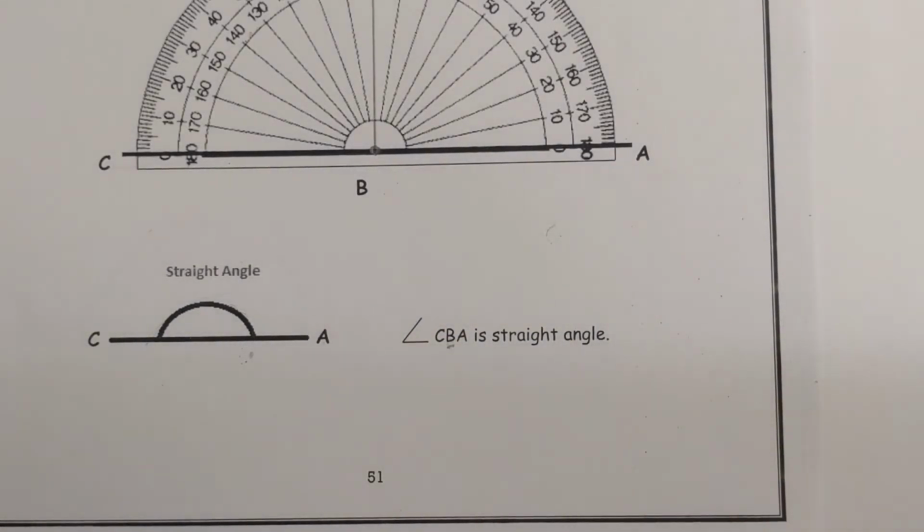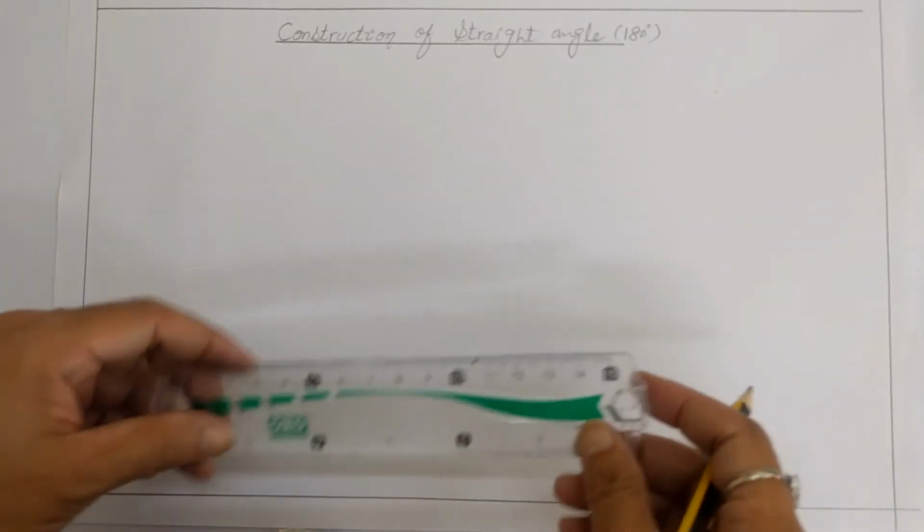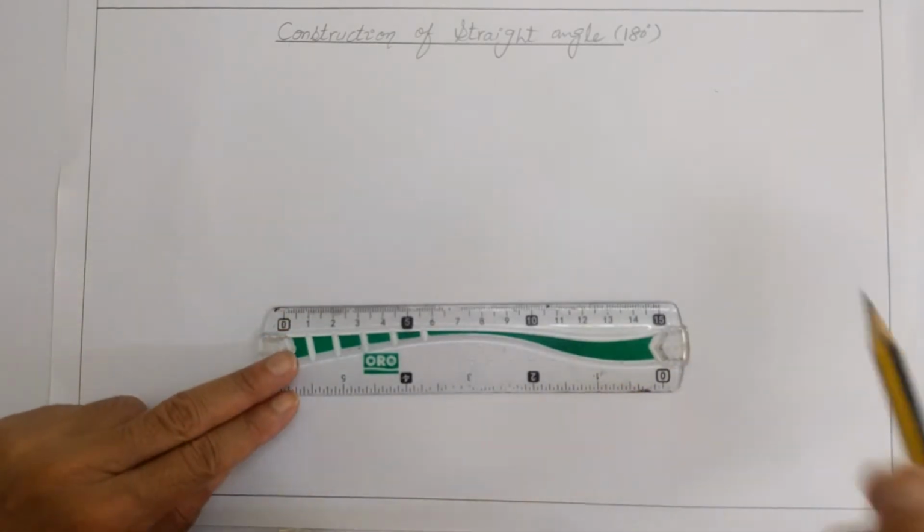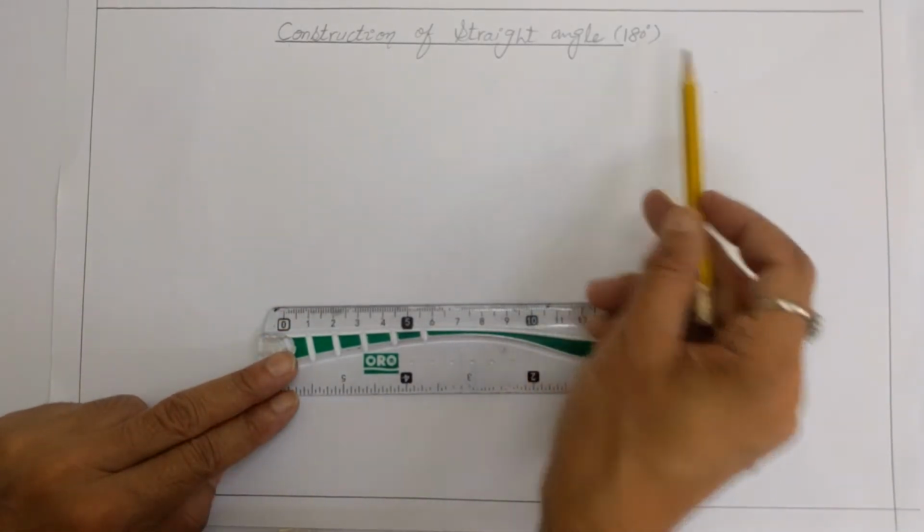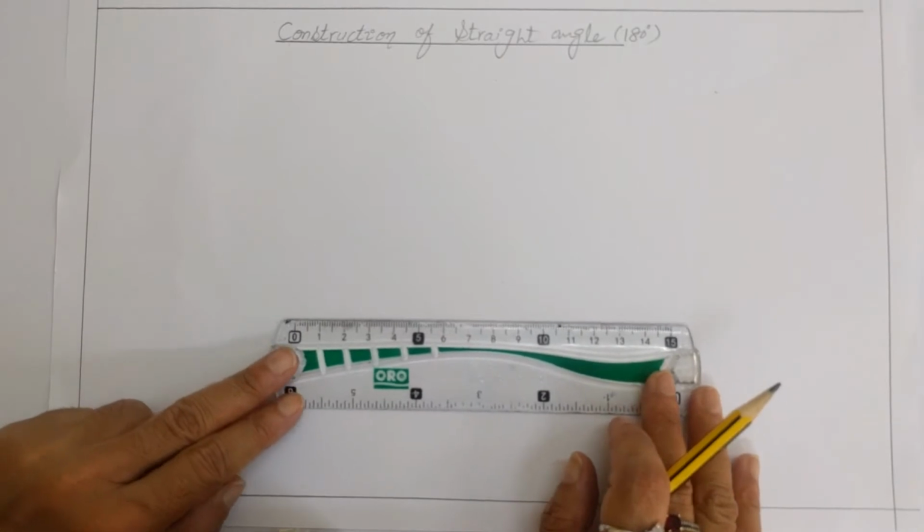How this one is the straight angle, I will also guide you with the help of the compass, how the movement of the arms is there. Okay, let's start the example. Construction of straight angle means a straight angle of 180 degrees, a straight line. This angle will be in the straight line.